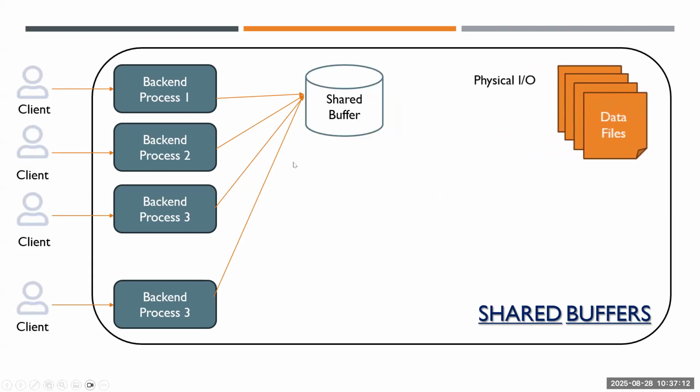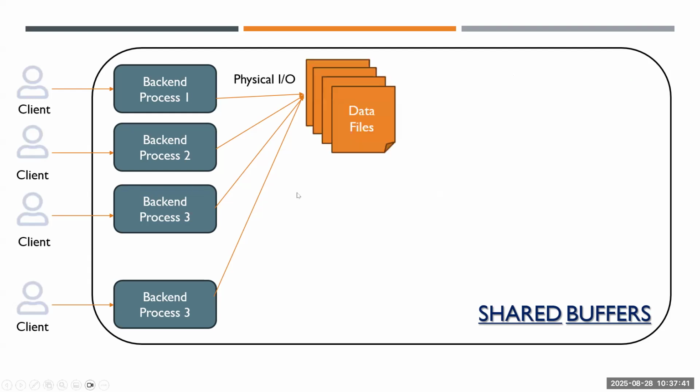Directly it is not going to the physical disk. In the middle, there are shared buffers which will improve the IO operations, input output, because memory operates in nanoseconds and disk operates in milliseconds. When we measure, disk is measured in milliseconds and memory in nanoseconds. Nanoseconds is much faster compared to milliseconds.